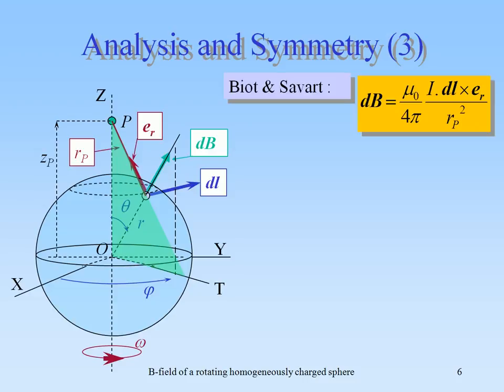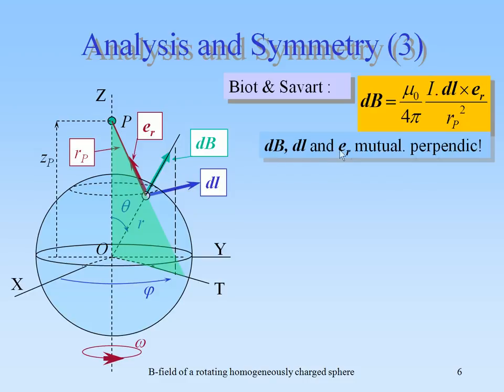We start with the Biot and Savart law. dB vector is mu naught over 4 pi times the current times dl cross product with ER over Rp squared. Rp is the distance between the element in the sphere and point P. This is Rp, and the element is at a distance r from the origin, the midpoint of the sphere.